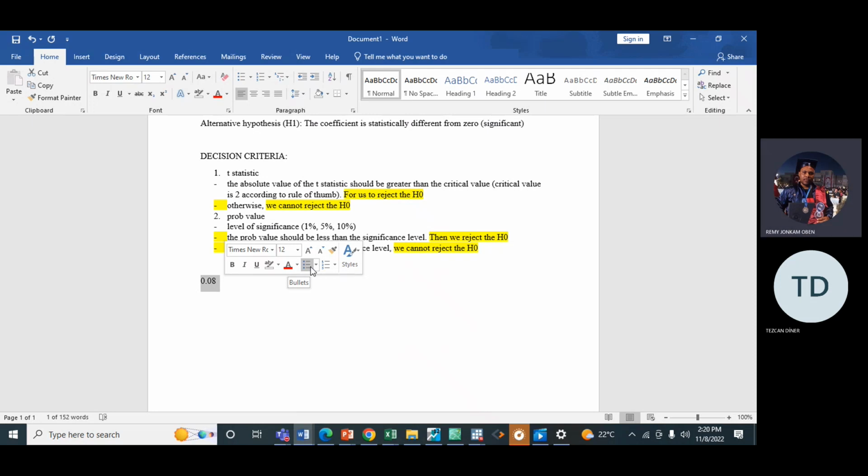But if you're using 10%, it means you can reject, right? So it depends on you who is carrying out the research. What do you want to use? Then most of the times people use 5%.